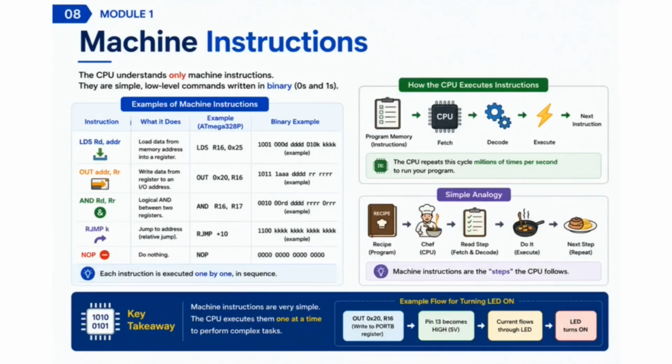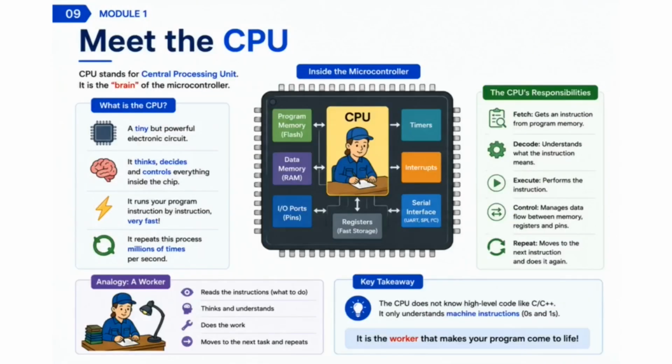This process is very similar to your mom preparing a nice dish by looking at a recipe book. Read the recipe, decide what to do, then prepare the dish step by step. Okay, now let's have a look at the details of the CPU. It is a tiny but powerful electronic circuit.